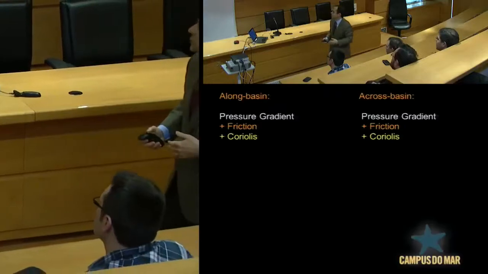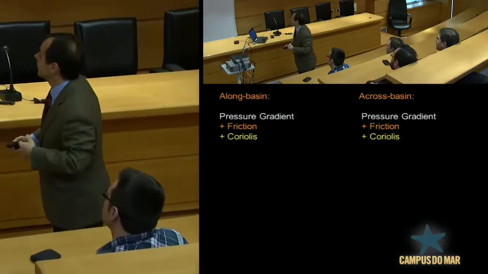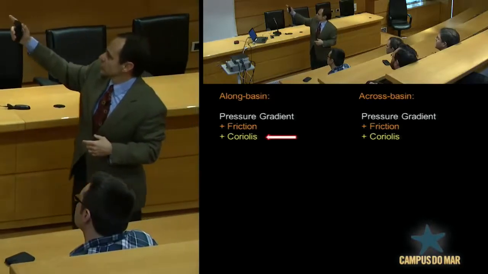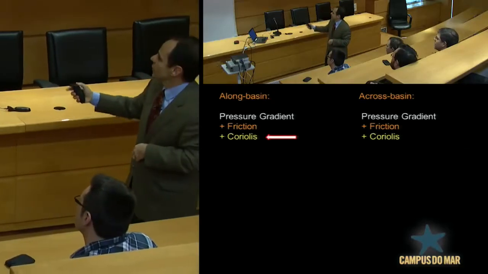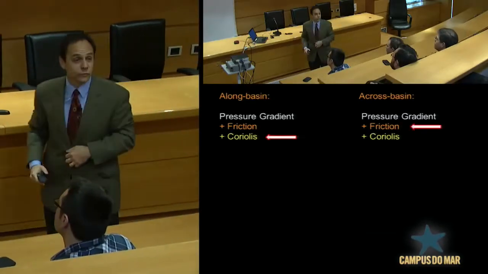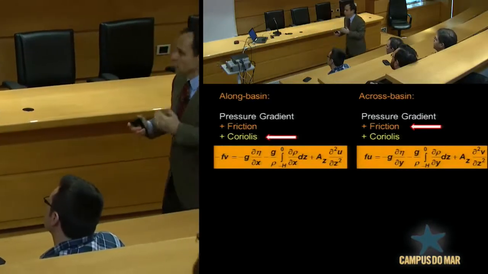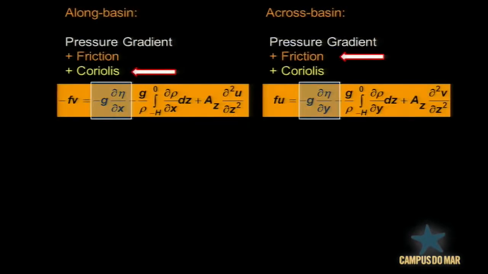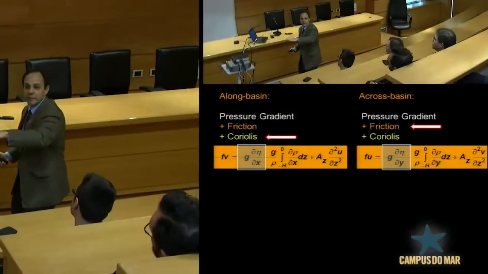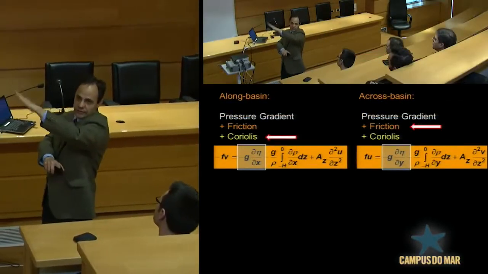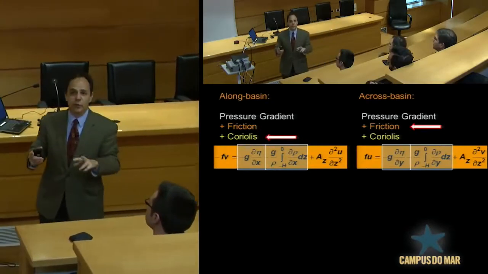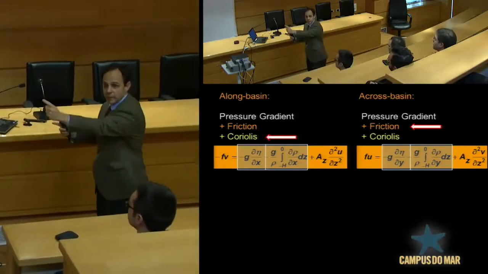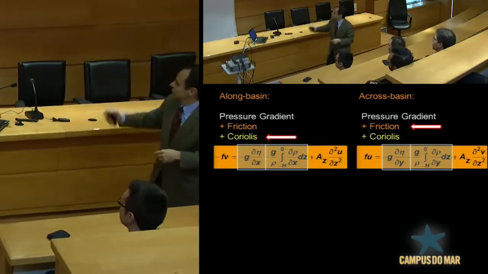So what we do next is to add forces along basin. Before we just had pressure gradient and friction, now we add Coriolis to the along basin momentum balance. And across the basin, we had pressure gradient and Coriolis, so we add the effects of friction. So now we have two simultaneous differential equations, in which the driving forces are the pressure gradient caused by the slope. We know that the elevation in the river is higher than the elevation in the ocean. That's the slope that drives water going toward the ocean. And then we have the other driving force, which is the horizontal density gradient, in both directions, along the basin and across the basin. So those are the driving forces.